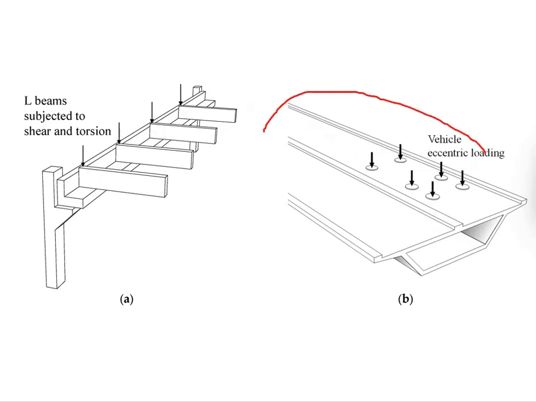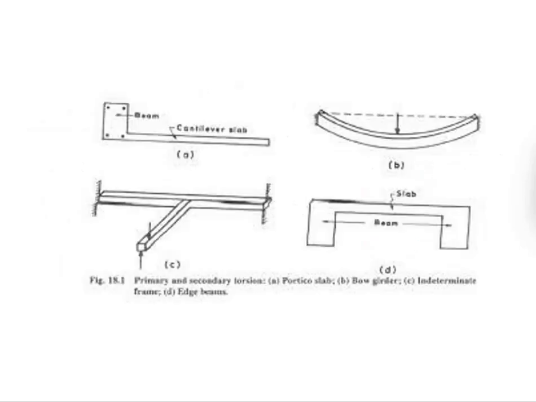Now, if your structure is meant for traffic users, you might need to simulate the situation where one side has traffic loading while the other side does not. This can simulate the critical torsional load. How about for reinforced concrete structures? There are also many circumstances where torsion can happen.